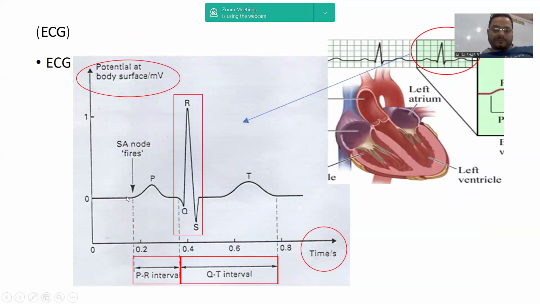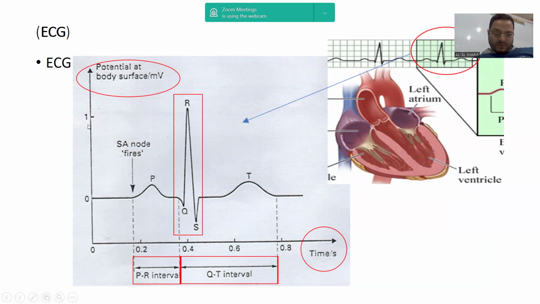Now let's take a look at this curve. If I take any athlete, a man who isn't suffering from any problem in his or her heart, I will get a curve plotted like that. Actually, at first, let's discuss what the x-axis and y-axis are. The x-axis here is time and its unit is second. The y-axis is potential at the body surface, its unit is millivolt.